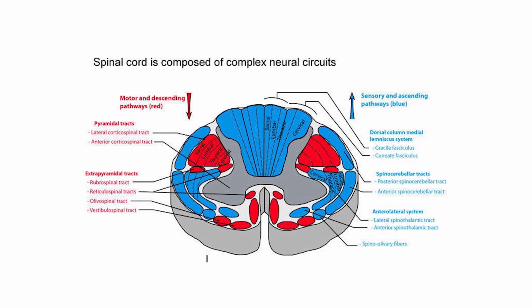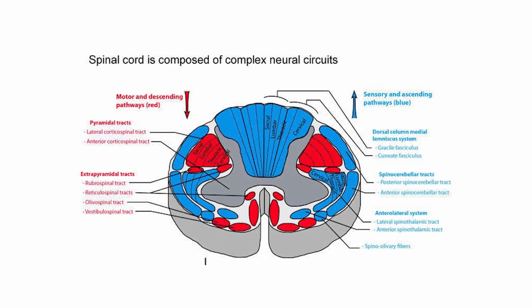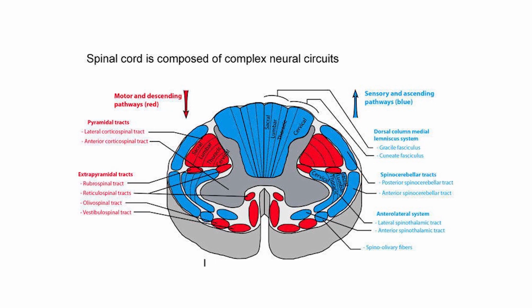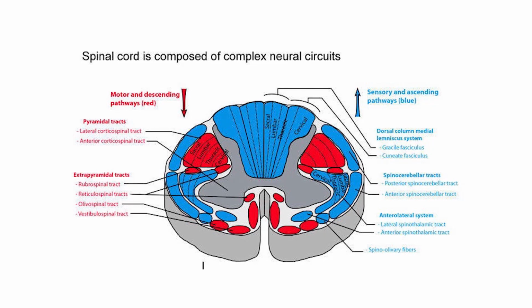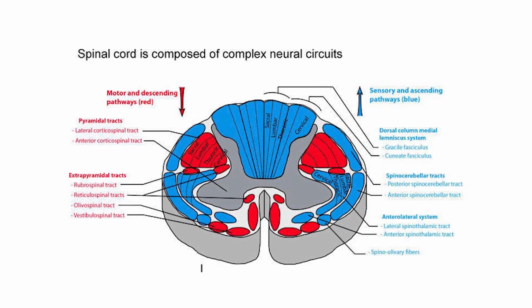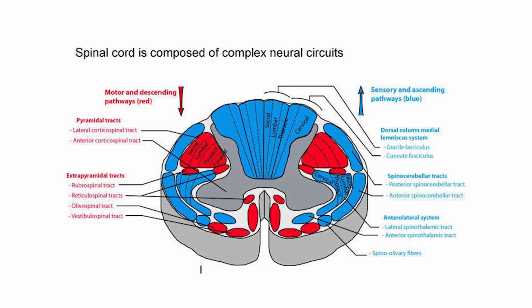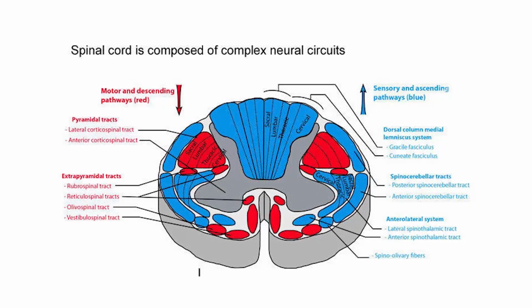In the posterior column, as they do not cross at the entry point in the spinal cord segment, the fibers from the lower limb are placed more medially near the central canal. The fibers from the upper limb are placed more laterally. Medial to lateral at the cervical level, there are sacral, then lumbar, followed by thoracic and cervical.